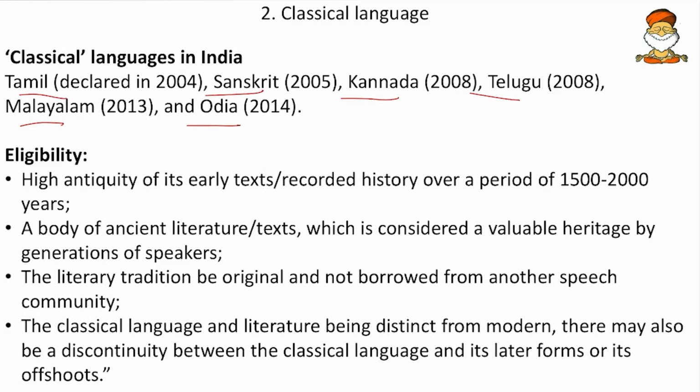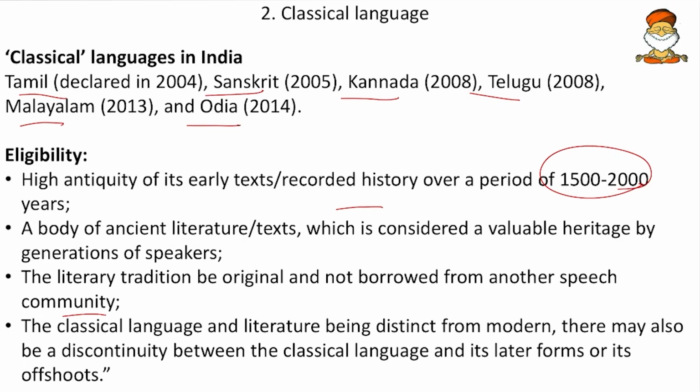Here, high antiquity of its early texts or recorded history over a period of 1500 to 2000 years. That means the language should have a very historical backup. And then a body of ancient literature or text which is considered a valuable heritage by the generations of speakers. So the current generation should say that the ancient texts and literatures are present and they are valuable as well. And then the literary tradition will be original and not borrowed from any other speech community. The original literature means the script as well as the language.